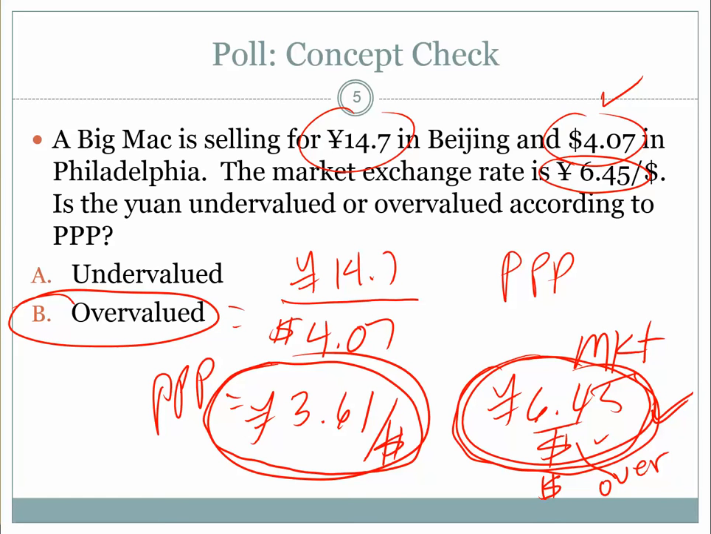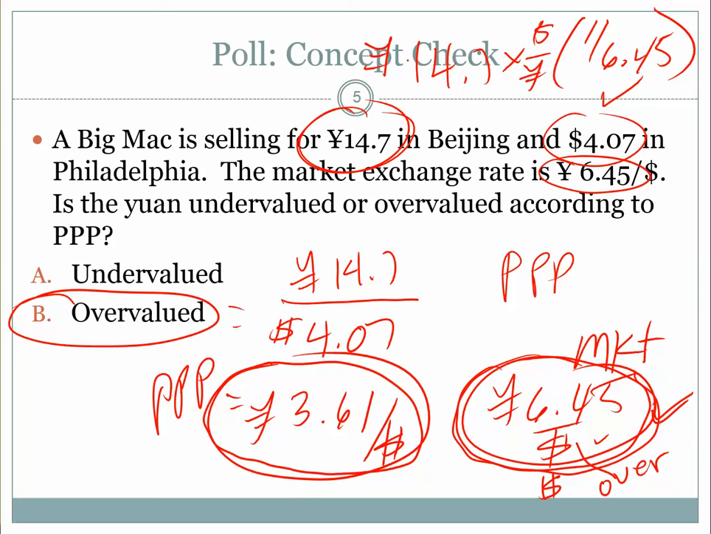Now there's a second way you could solve these types of problems. You could actually solve for the price of a Big Mac in Beijing in dollars. So I can take, say, my 14.7 yuan times the market price of the yuan, and what you would see is the Big Mac is actually selling for closer to $2 in Beijing.